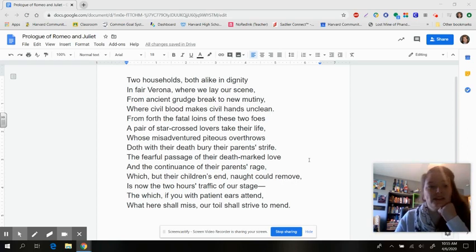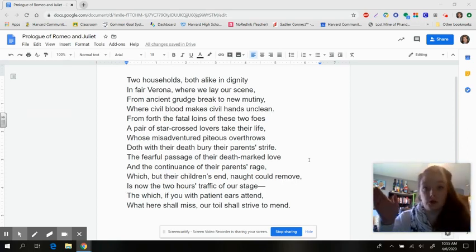Hi, everybody. So I'm going to take you through the prologue of Romeo and Juliet. You should have open your worksheet as well. Our goal here is to understand what's going on in this Shakespearean sonnet and then use some of our paraphrasing skills to put it into modern English.